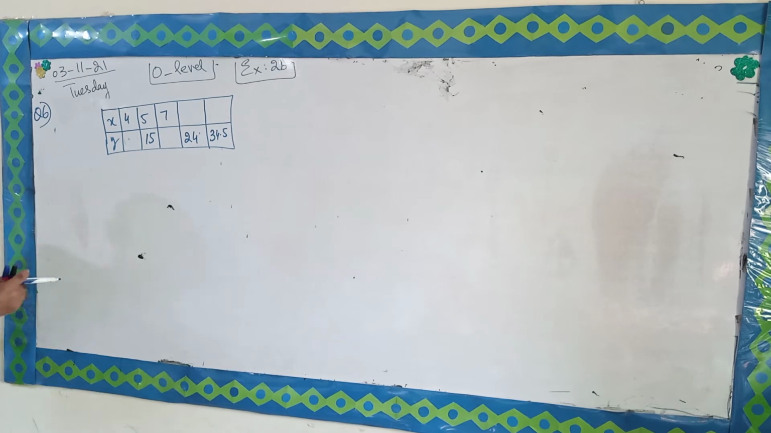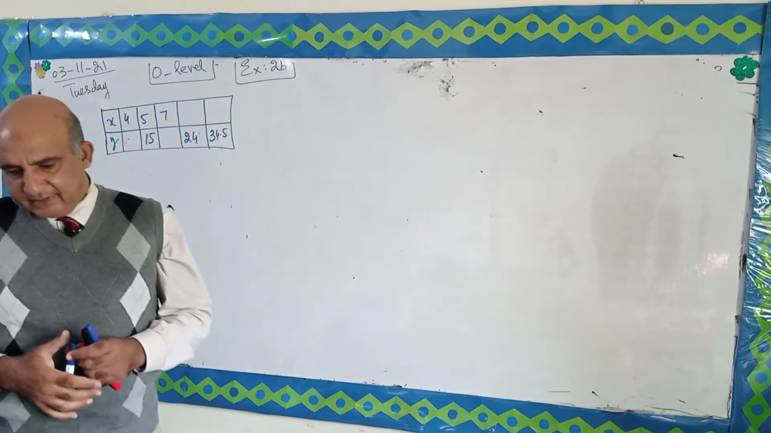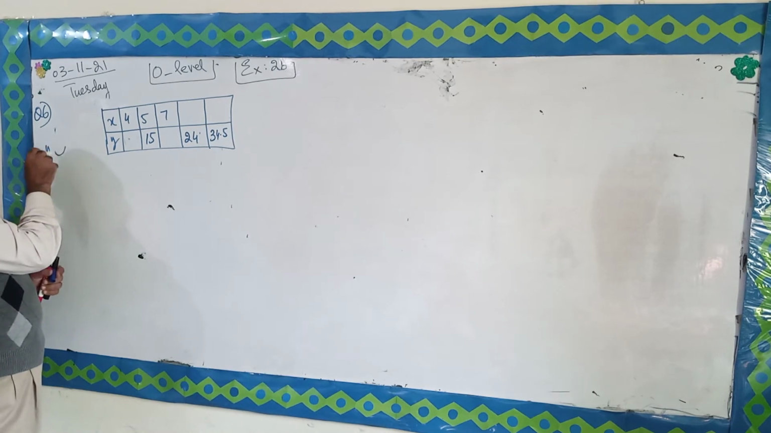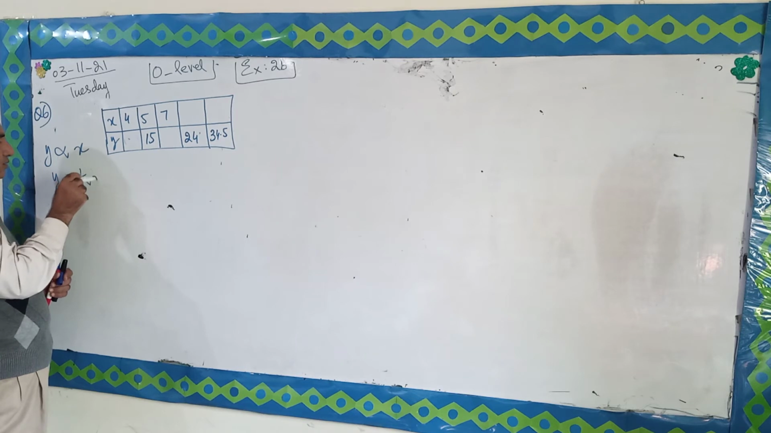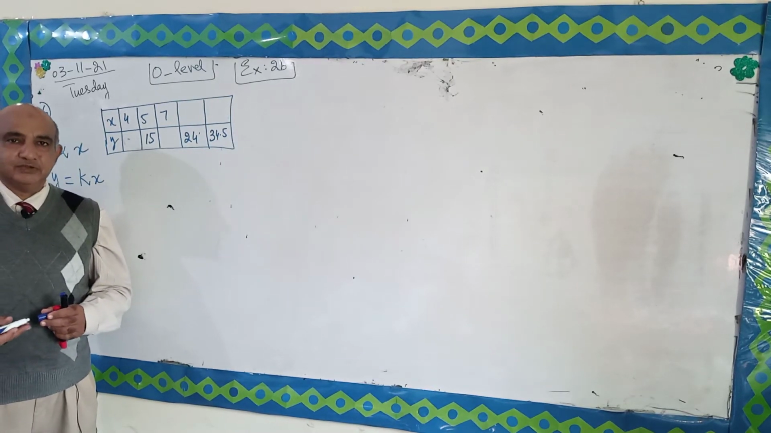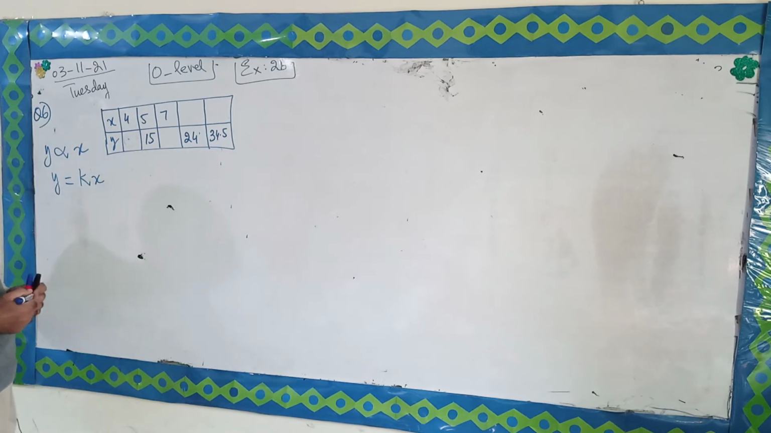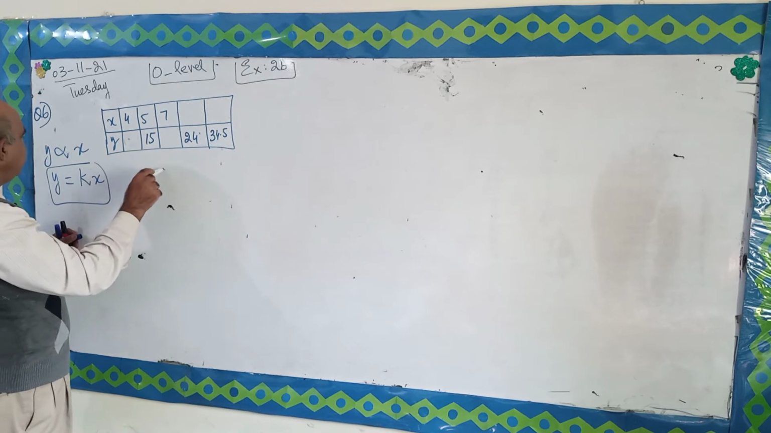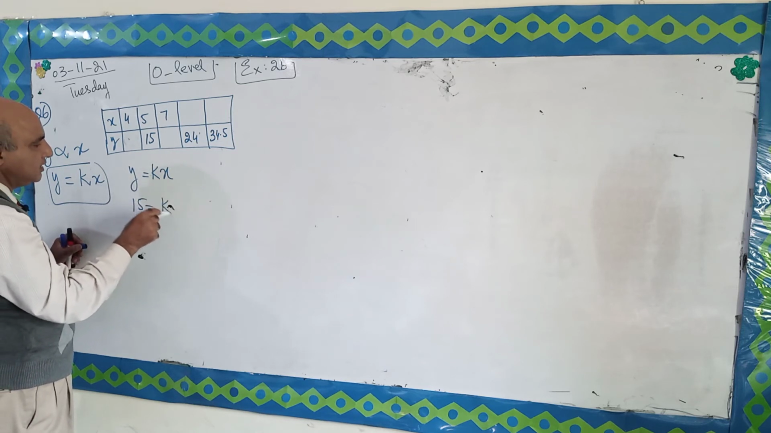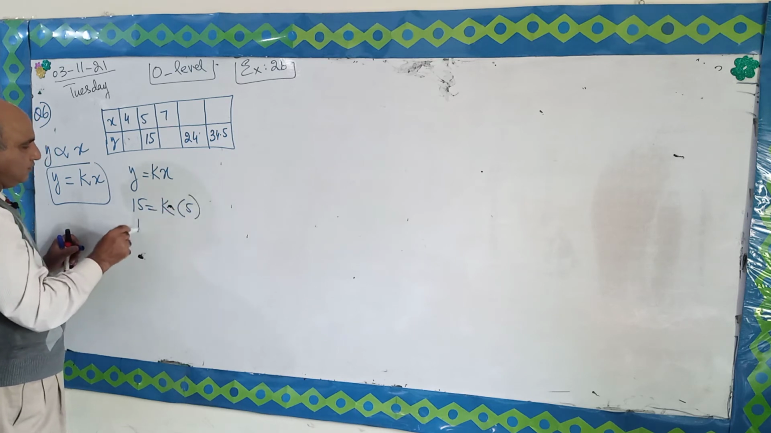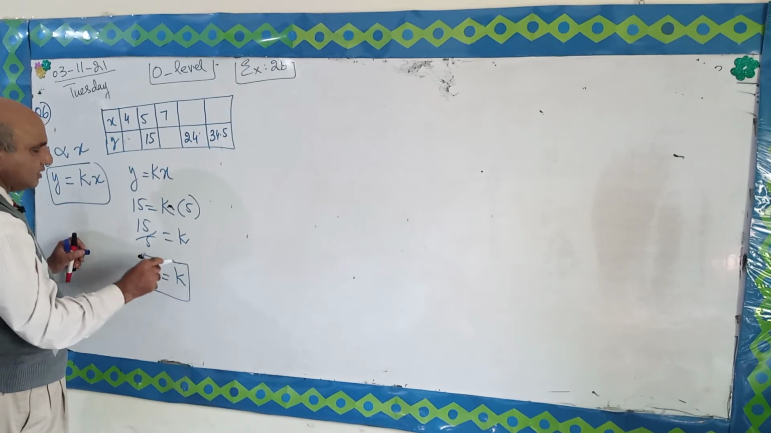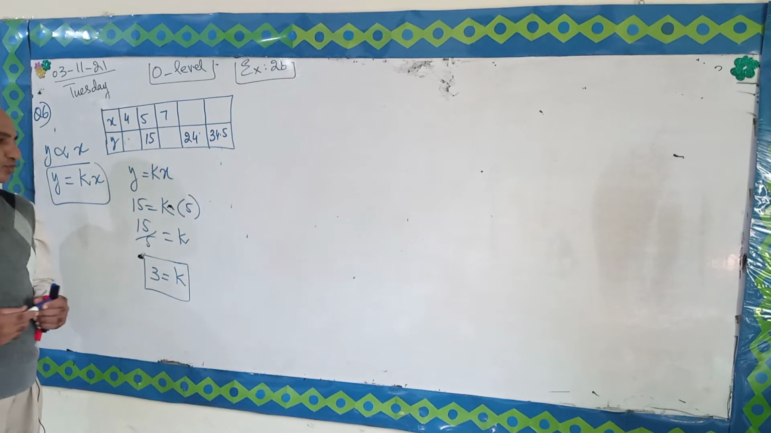So what we will do here, he is saying that given y is directly proportional to x, so we write it as y is equal to kx. Again it is the same as the other questions, we will just substitute the values of x and y to find the value of k. So this is the formula: kx is equal to y. So y is 15, k into 5. So 15 over 5 is equal to k. So k is equal to 3. This is the proportional constant. The k is called the proportional constant.